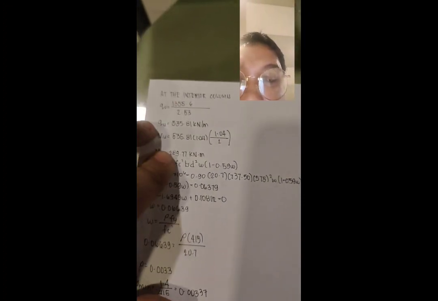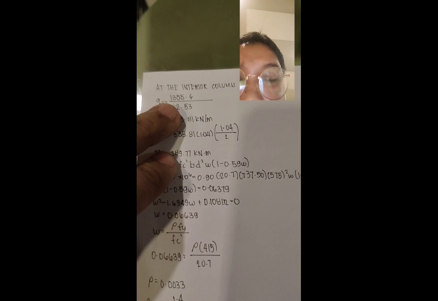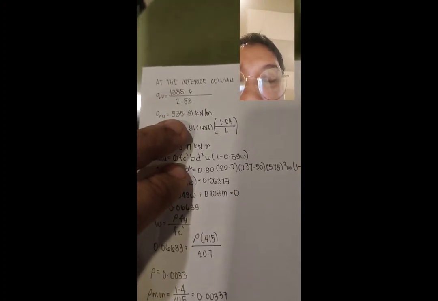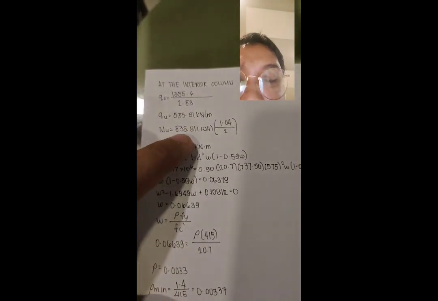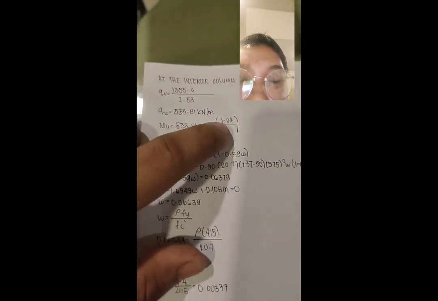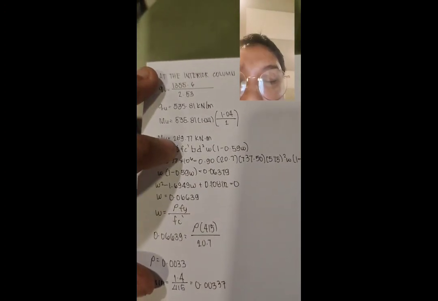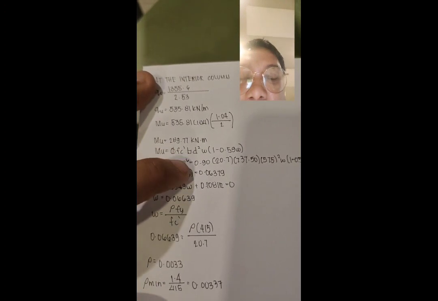At the interior column, QU is equals to 1355.6 all over 2.53. So, ang QU natin here is 535.81 kilonewton per meter. So, MU is equals to QU times 1.04. Hatiin ulit natin yan. I-multiply natin dito. So, makukuha natin yung MU na 289.77 kilonewton meter.